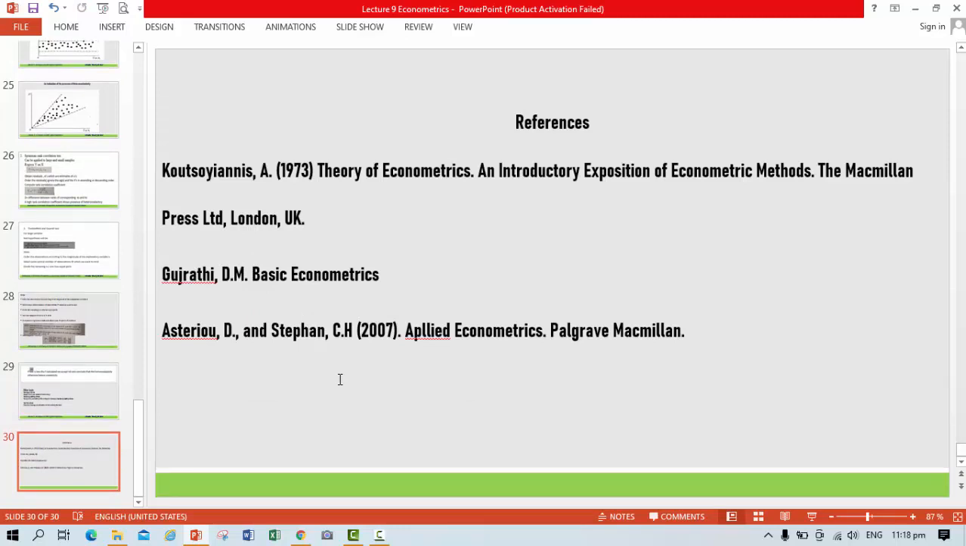The material in this lecture has been taken from Quandt 1973, the Gujarati book Basic Econometrics, and Asteriou and Hall, Applied Econometrics by Palgrave Macmillan.